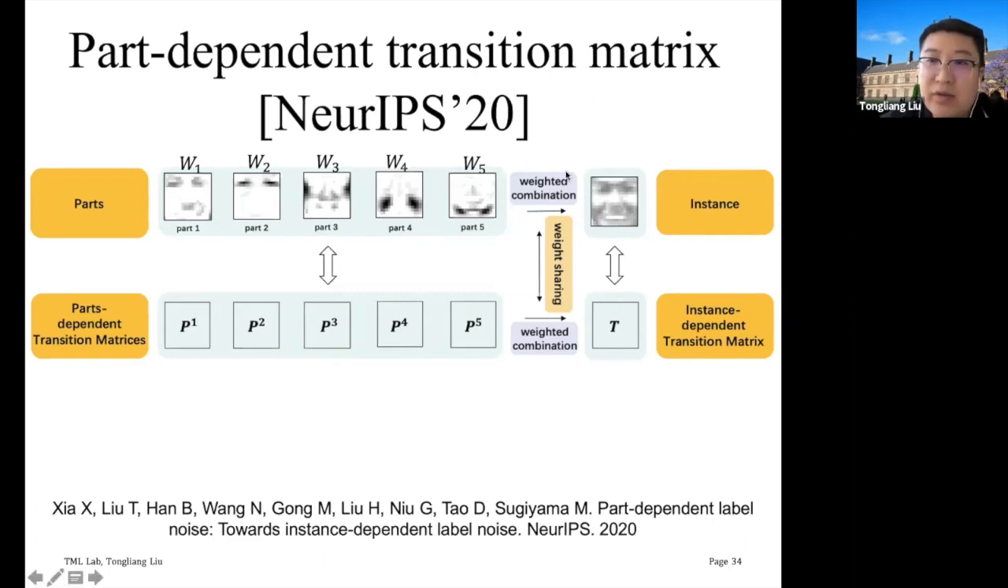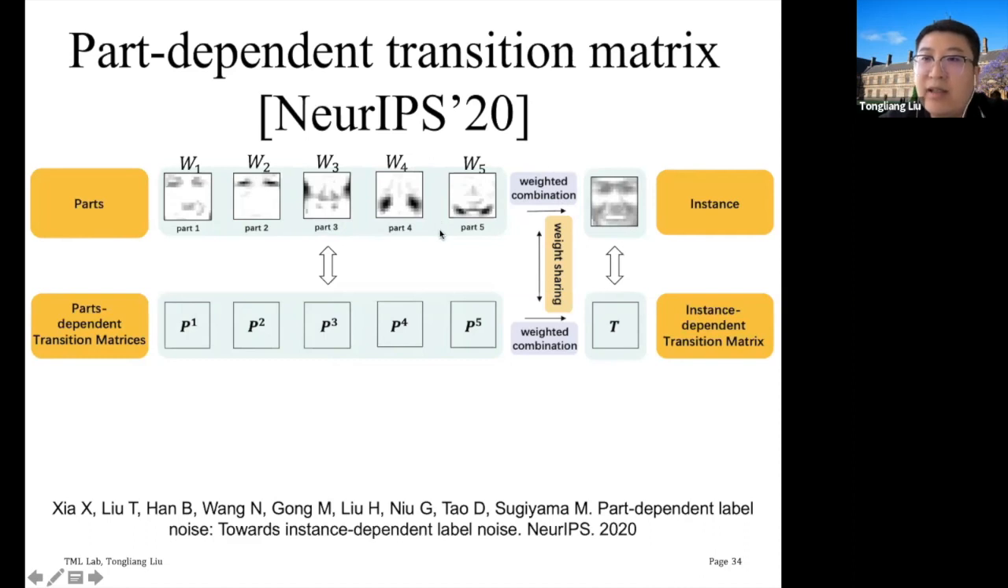So for example, they're showing that for many instances of faces, they share some common patterns. For example, those patterns can be obtained by using non-negative matrix factorization. Those bases, we call them patterns. Different human faces can be reconstructed by using the same basis.